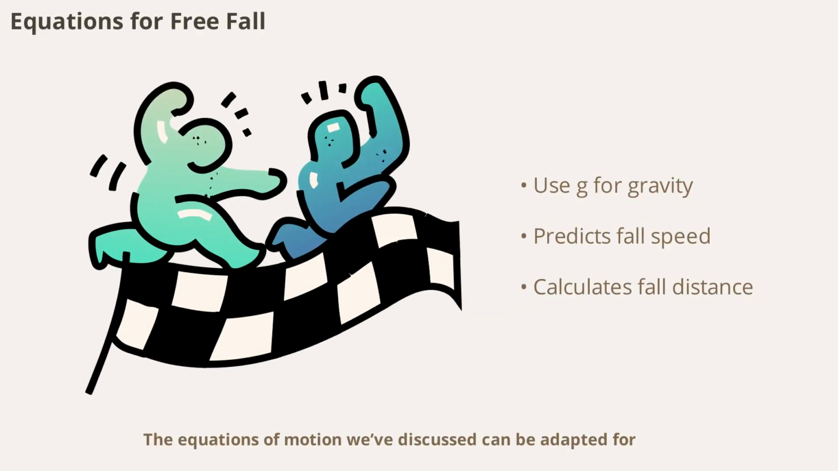The equations of motion we've discussed can be adapted for free fall by replacing acceleration with the acceleration due to gravity, usually denoted as g. For example, the equation v equals u plus at becomes v equals u plus gt. These equations allow us to predict how fast an object will be moving or how far it will fall after a certain time.